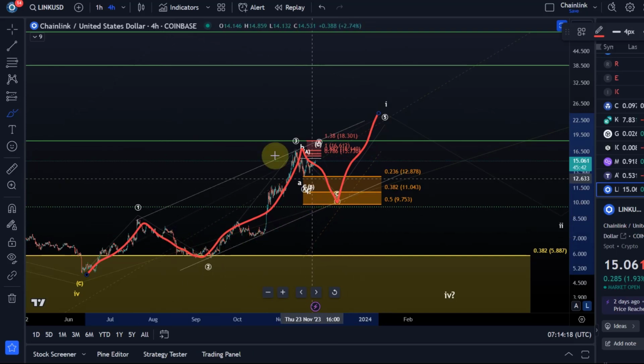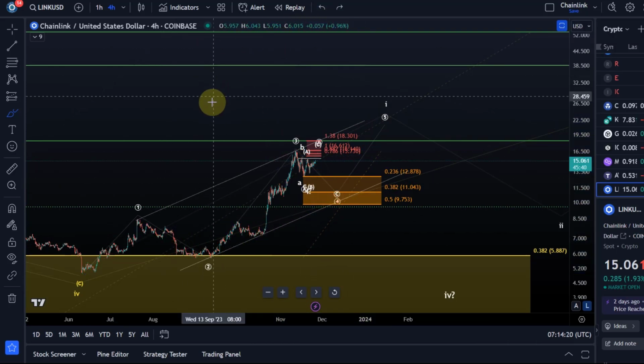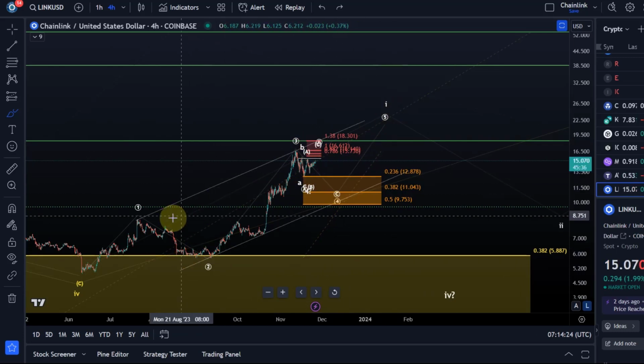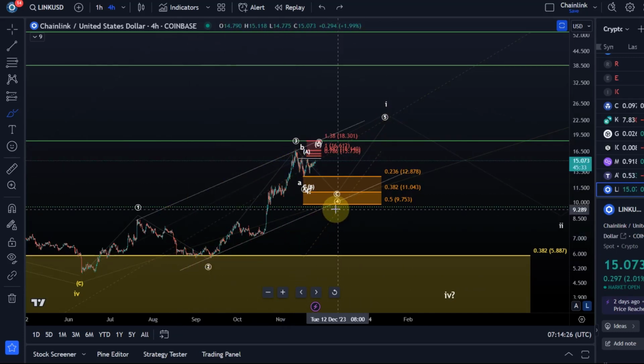Oftentimes in diagonals, the traders follow trend lines. So I've added trend lines for this parallel trend channel in which LINK might be moving. It seems quite reasonable to assume that the lower trend line will be tested in wave 4. That could happen around $11. There's also the 38.2 retracement level, which is an ideal target for a wave 4.